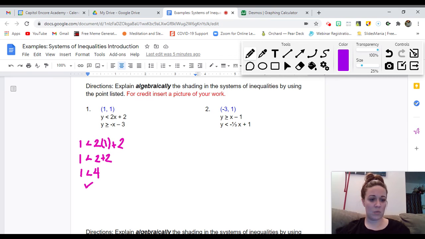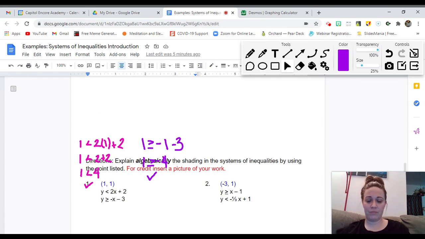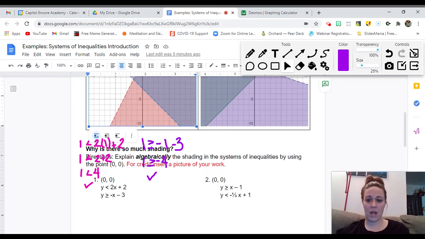On the next one, I need to also prove (1, 1). So 1 goes in for the y, greater than or equal to, -1 goes in for the x, minus 3. So is 1 greater than or equal to -4? Yes, that is a true statement, which is why my shading also included the point (1, 1).